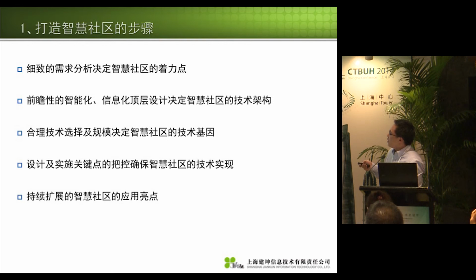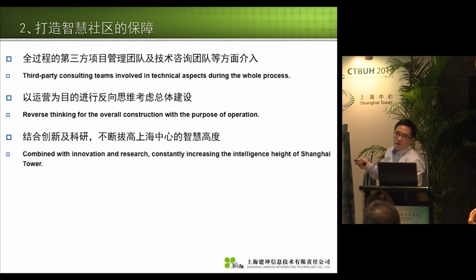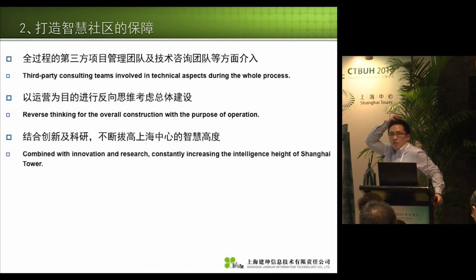First of all, we need to have the involvement of third parties, including both third-party consulting and managing teams. And we have also seen the reverse thinking approach in order to improve operation. In the plenary session this morning, Mr. Gu also mentioned that probably it is very easy to build a tall building. However, the most difficult point lies with the operations.